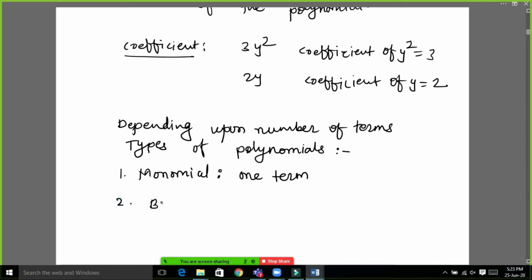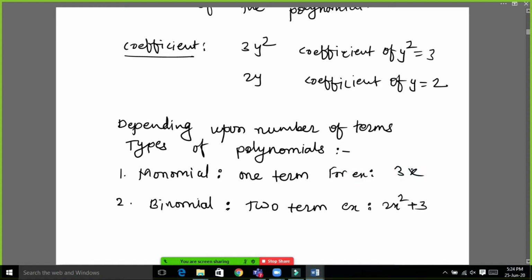Second is binomial. A polynomial having 2 terms is called a binomial. Let us take an example of a binomial, that is 2x square plus 3. In this polynomial 2 terms are there. An example of a monomial is 3x. So 3x is a monomial because it has only one term.